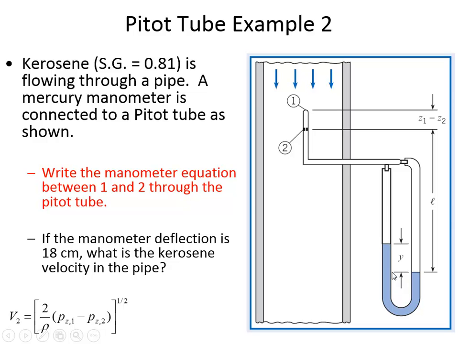Mercury, by the way, has a specific gravity. Sg of Hg is 13.56. We'll just use 13.6. So going up through the mercury, then we're going up through kerosene again, and exiting at 2. So try and write the manometer equation. It'll be a good way to harken back to the past. And then we'll solve that using the deflection of 18 centimeters.